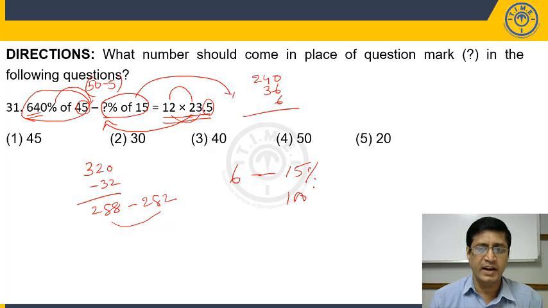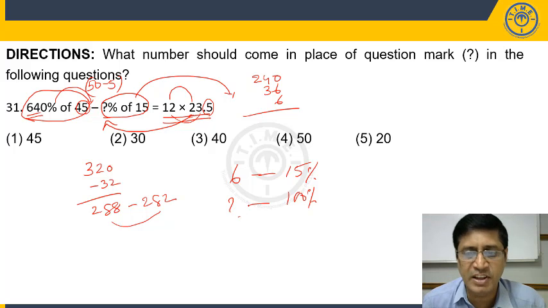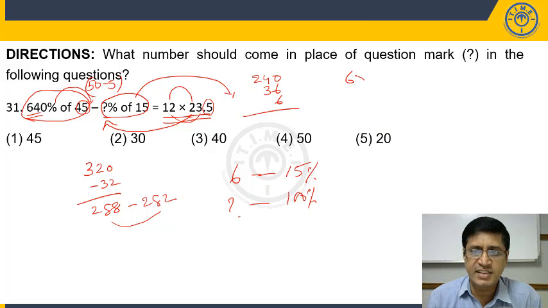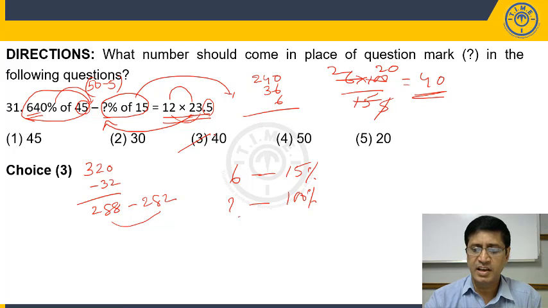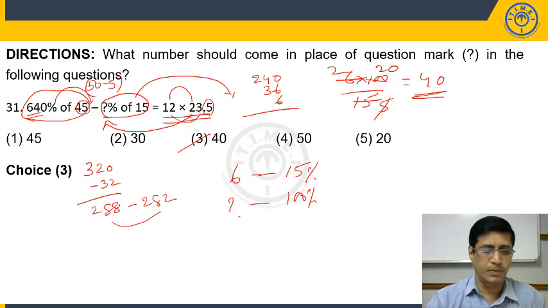Then he's asking to find the 100% value. So what is the 15%? 15% is 6. Then 100% is equal to the question mark. Doing cross multiplication, what is the result? 6 into 100 by 15. 3 times 5, 5 times 20. The result is 40. So what is the right choice? Option number 1, the first choice, is the answer for this question.